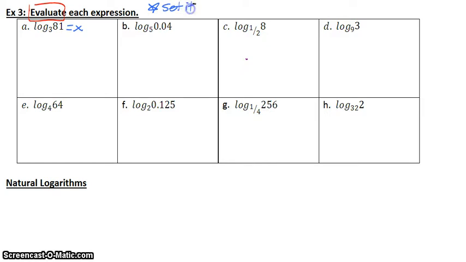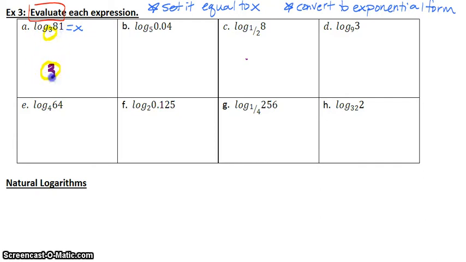Always set it equal to x, then convert to exponential form, then guess and check. So set it equal to x, convert to exponential form, guess and check. I set it equal to x, so let's convert it. My base stays 3.